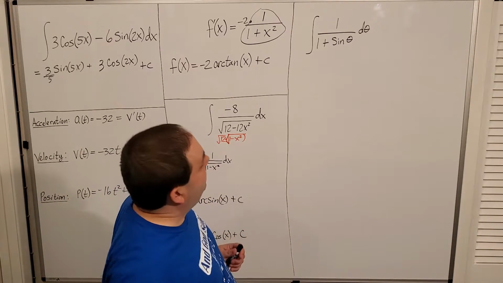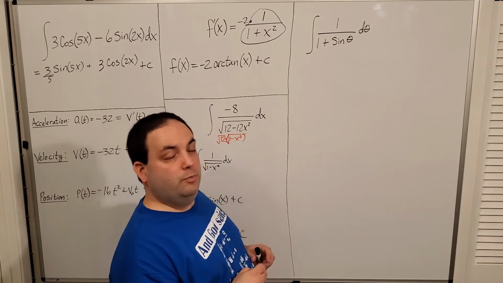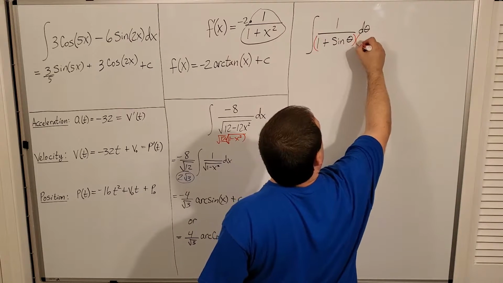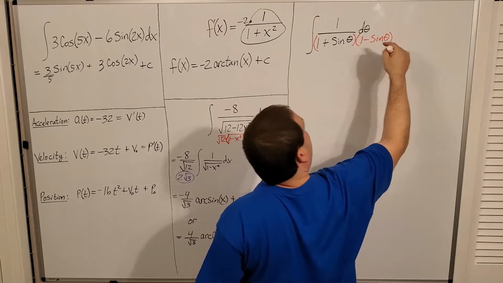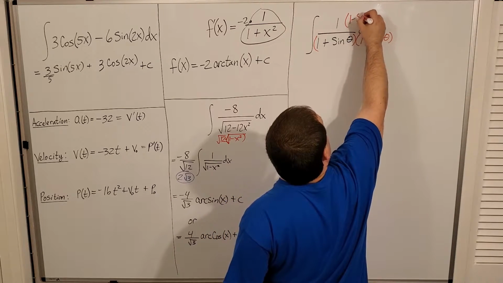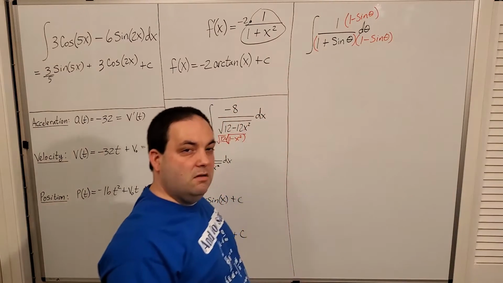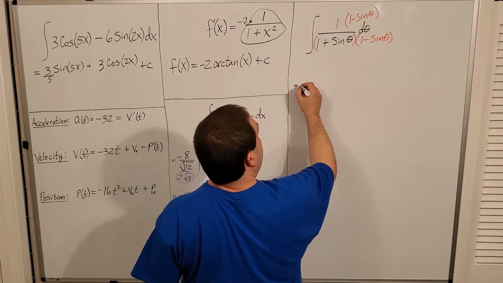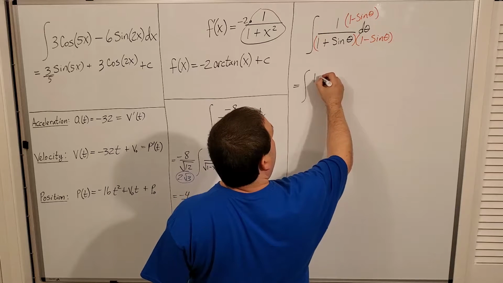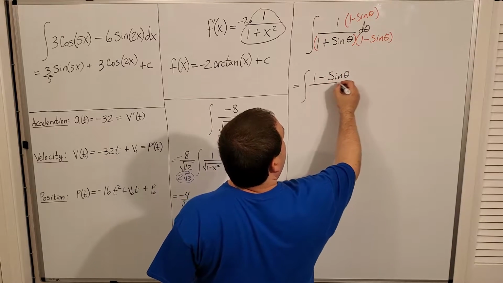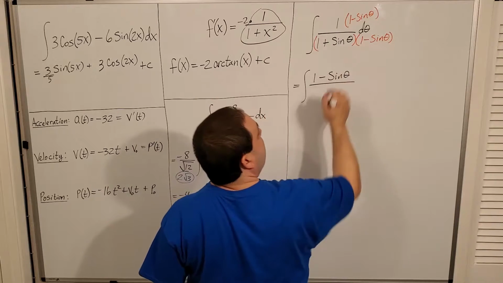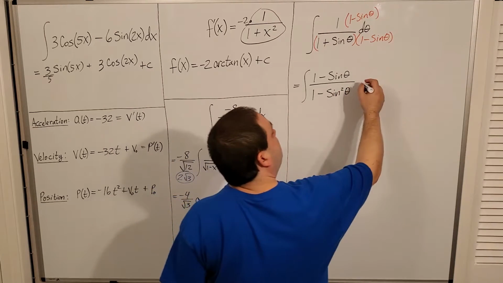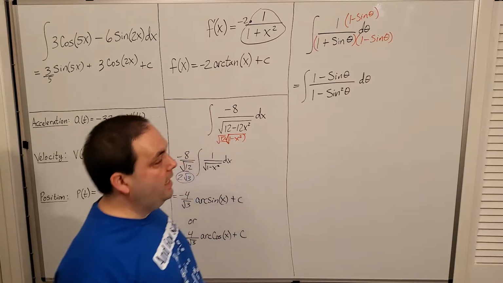Alrighty. So let's see here. What I'm going to do is multiply by the conjugate. I'm going to multiply this denominator by 1 minus sine theta. But of course, if I multiply here, I'm going to have to also multiply that same bit there, right? So let's see what we get when we do that. This is going to be equal to the integral of 1 minus sine theta over, and whenever you multiply out conjugates, don't forget, that gives you a difference of squares. So I have 1 minus sine squared theta, d theta, like that.